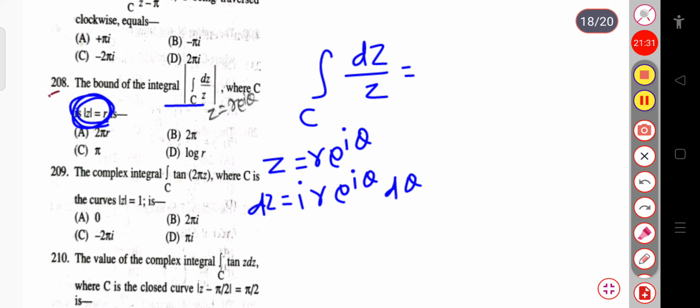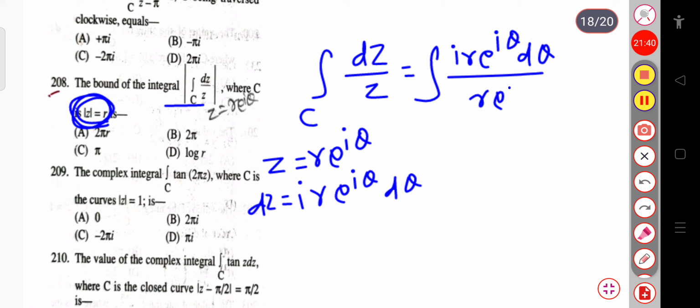Now if I substitute this value, this will be i r exponential i theta d theta divided by the z value, r exponential i theta. The r exponential i theta terms get cancelled. This is equal to i into the integration of d theta, that will be theta, and here theta varies from 0 to 2 pi. If I substitute the value, this will be 2 pi i.